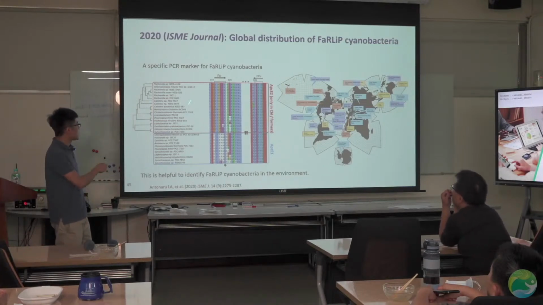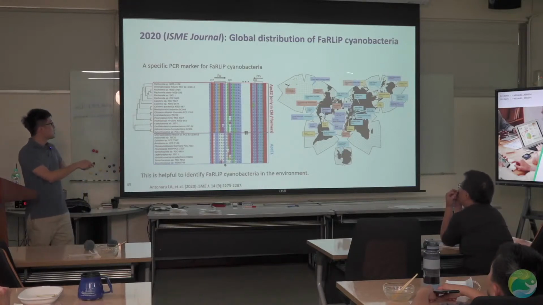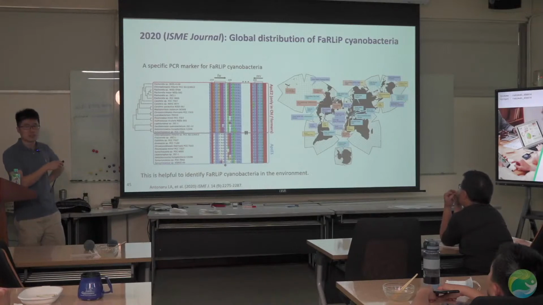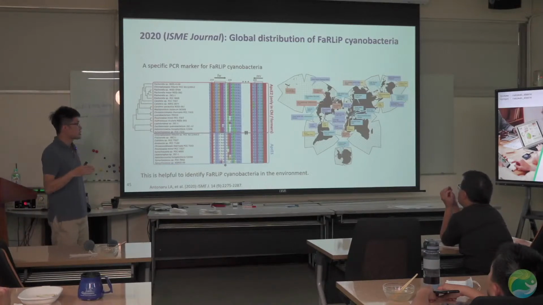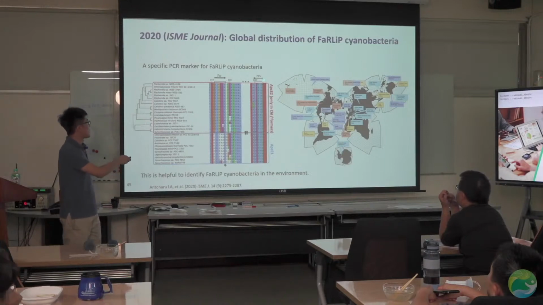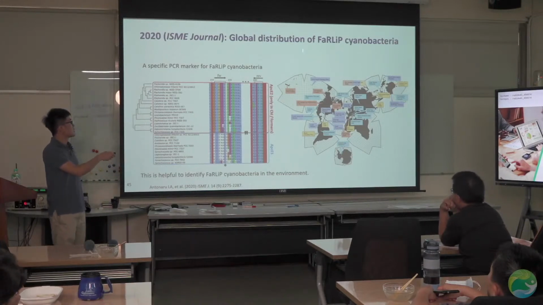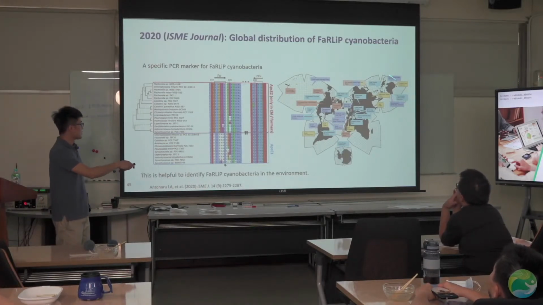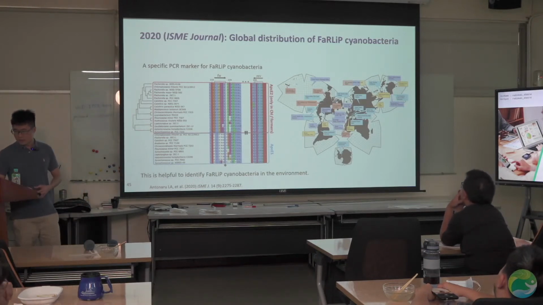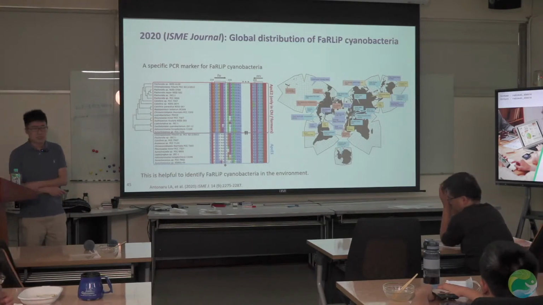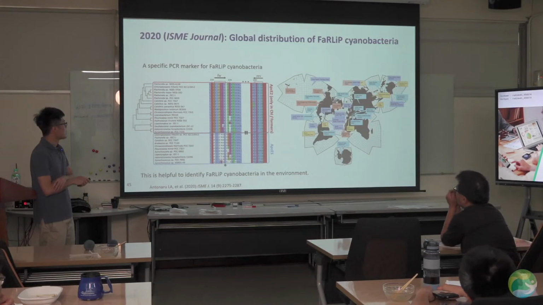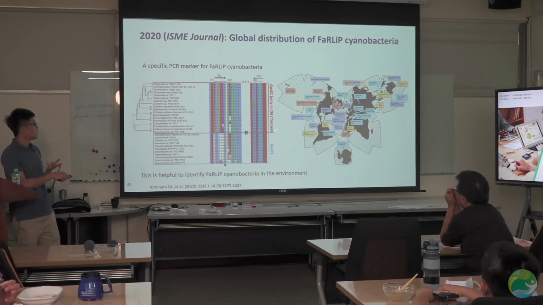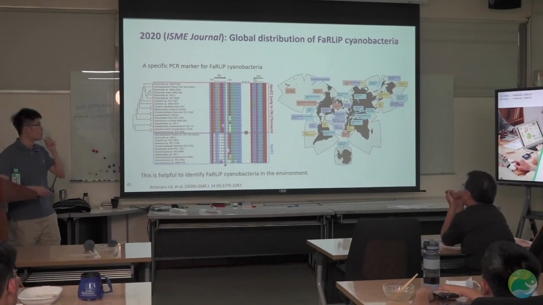And what people found is that in DNA samples collected around the world, you can find these genes, apcE2. So it is likely that this kind of cyanobacteria that can do far-red light photoacclimation are widely distributed around the world. So if you have environmental DNA, you can try to see if you can find these genes in it, and that might tell you there are far-red light-using cyanobacteria in your sample.